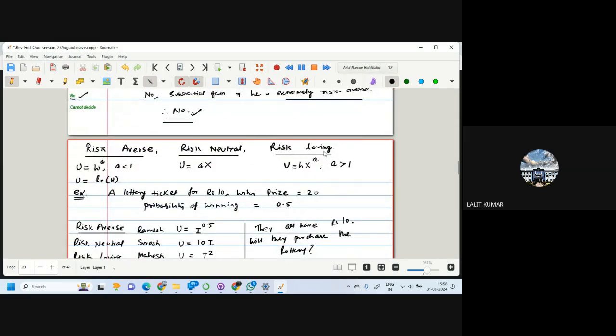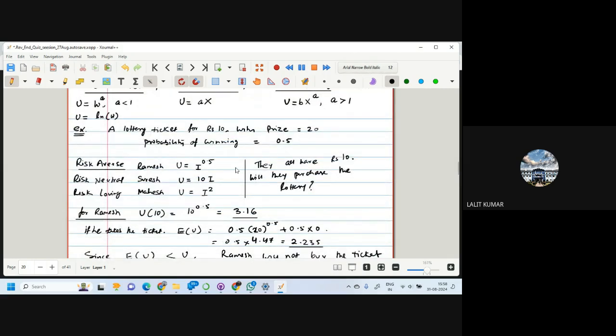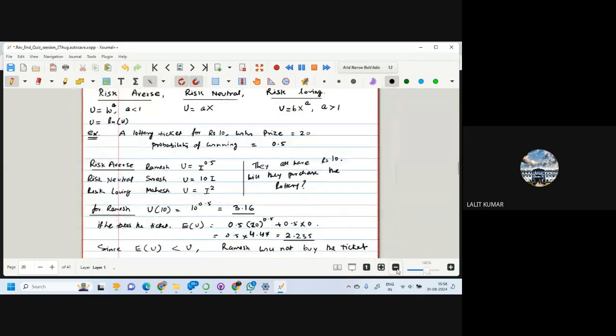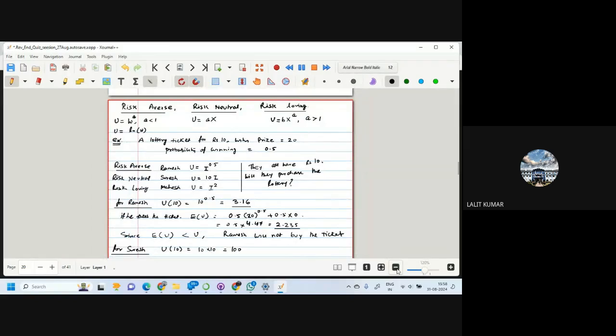Risk averse, risk neutral, risk loving, we had covered. So just to clarify, after the previous session, this is an example of risk averse, risk neutral, and risk loving. The example is there is a lottery ticket for rupees 10 with price equal to 20. Probability of winning is 0.5. This is the case. And there are three people, Ramesh, Suresh, and Mahesh. Ramesh's utility function is I to the power 0.5, so he's risk averse. Suresh is 10I, so he's risk neutral. Mahesh is I squared, so he's risk loving. And they all have rupees 10. Will they purchase the lottery or not?